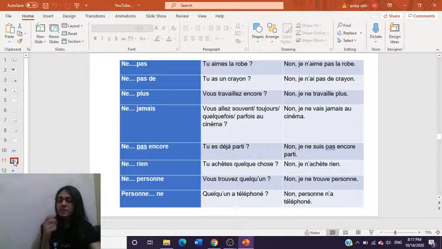Then next is ne pas and change of the article. Tu as un crayon? No, je n'ai pas de crayon. So the indefinite article un has changed to de. You have a pencil? No, I don't have any pencil. So quantity has reduced to 0.